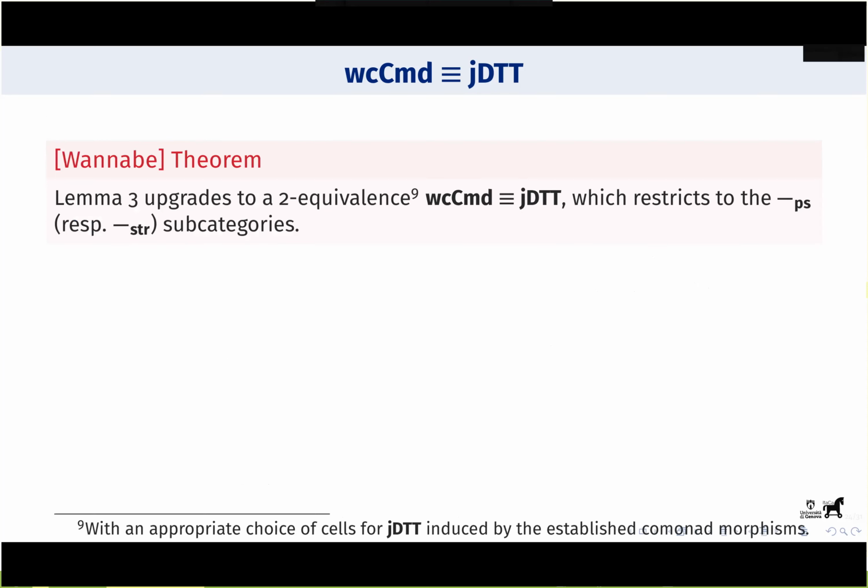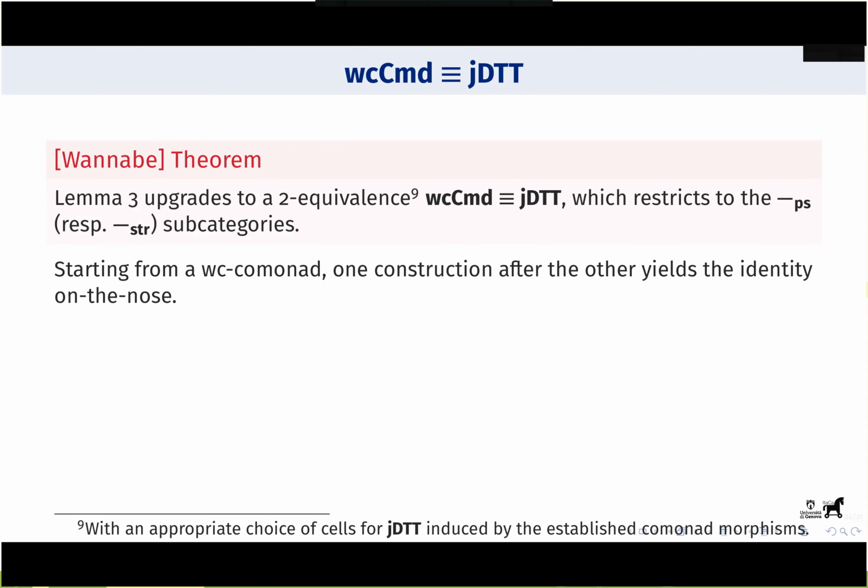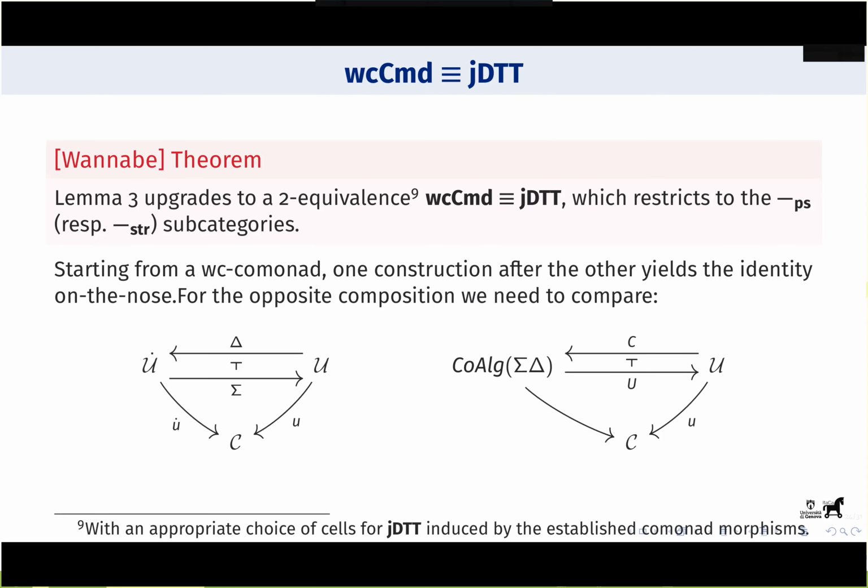All right, so we upgrade these to two equivalence, which again restricts to the respective subcategories. So we want to start with a WC comonad, and if we start from there, we just get the identity performing the construction process. On the other side, what we get is the need to compare these two judgmental dependent theories. So on one side, we have U dot, and on the other side, we have coalgebras for this sigma delta comonad.